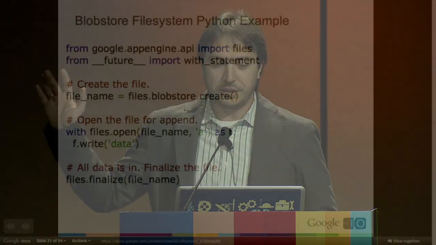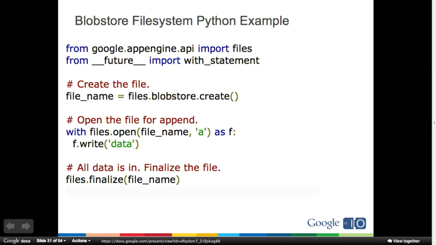This way you can write code which generates some kind of movie. You just write to the Blobstore frame by frame, then you finalize it, and you can serve it. This is a simple Python example of how you could access it. Java has its own API, and we don't have much time to go through all of those, but basically it looks familiar to the language. It's mostly like the files you have in Python.